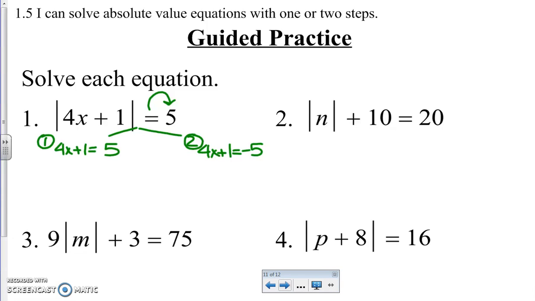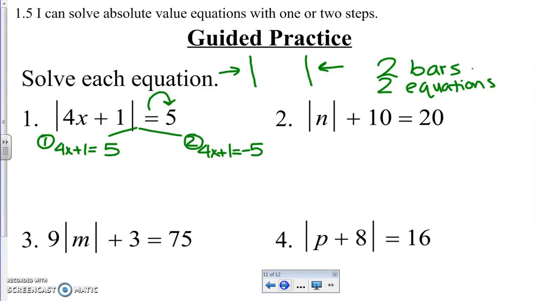One thing that Mr. Hill has brought up to help some students before I get going here, if you have absolute value bars, remember there's 2 bars, one on the left and one on the right. So when you see 2 absolute value bars, you should be thinking solve 2 equations, which means you're going to have 2 solutions. So if that helps you, use it. 2 bars means 2 equations means find 2 solutions. And that's what we're in the process of doing here on number 1.